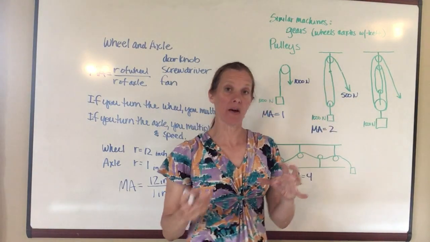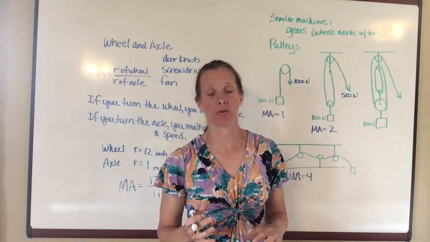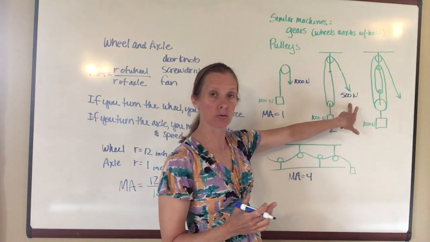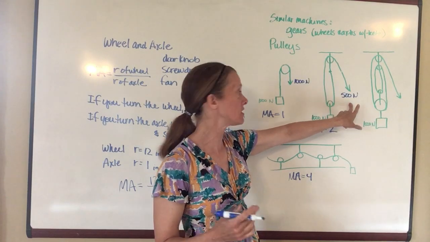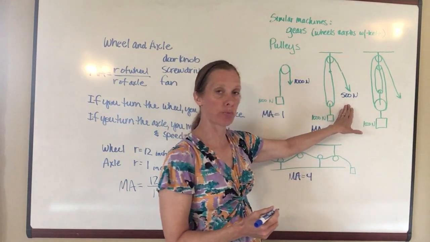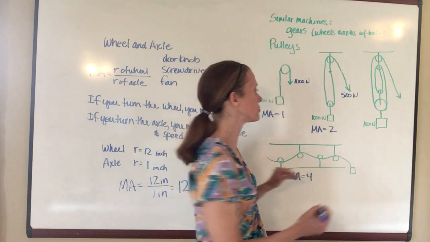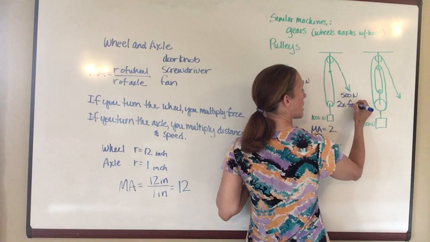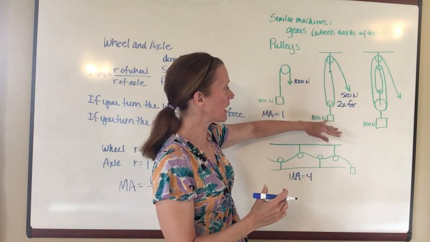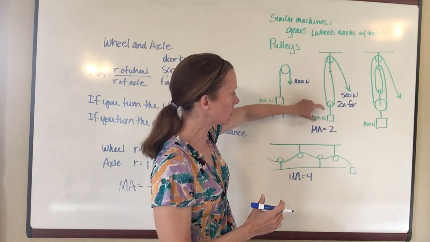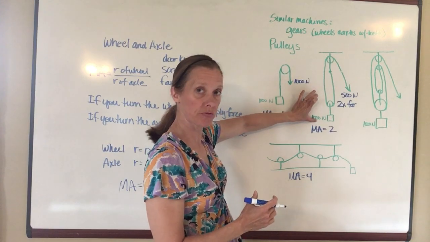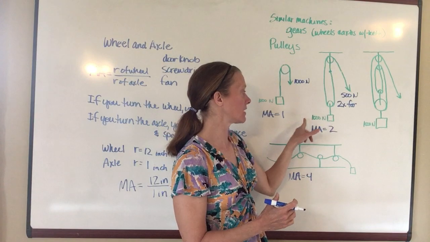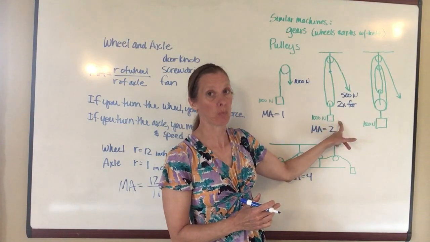But the trade-off, and remember, there's always a trade-off with machines. If you're going to be able to decrease the force, you're going to have to increase the distance. So I only have to put in 500 newtons of force in order to lift this, but I have to pull the rope 2 times as far in order to be able to get this up. So in other words, if I want to lift this up a meter off the ground, I'm going to have to pull the rope 2 meters in order to get this to go up by 1 meter.